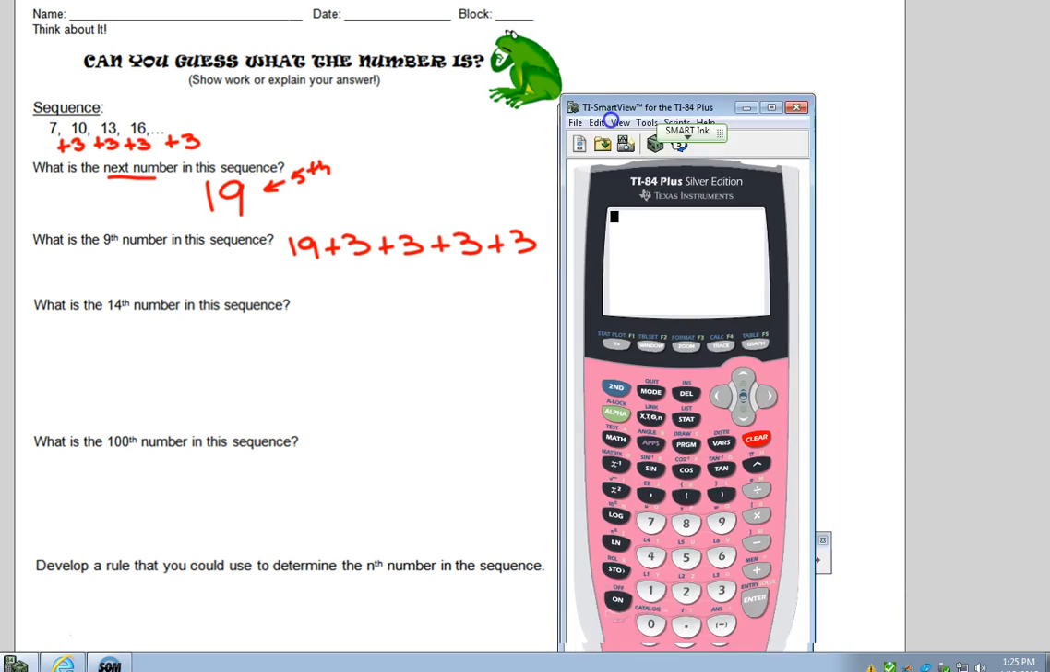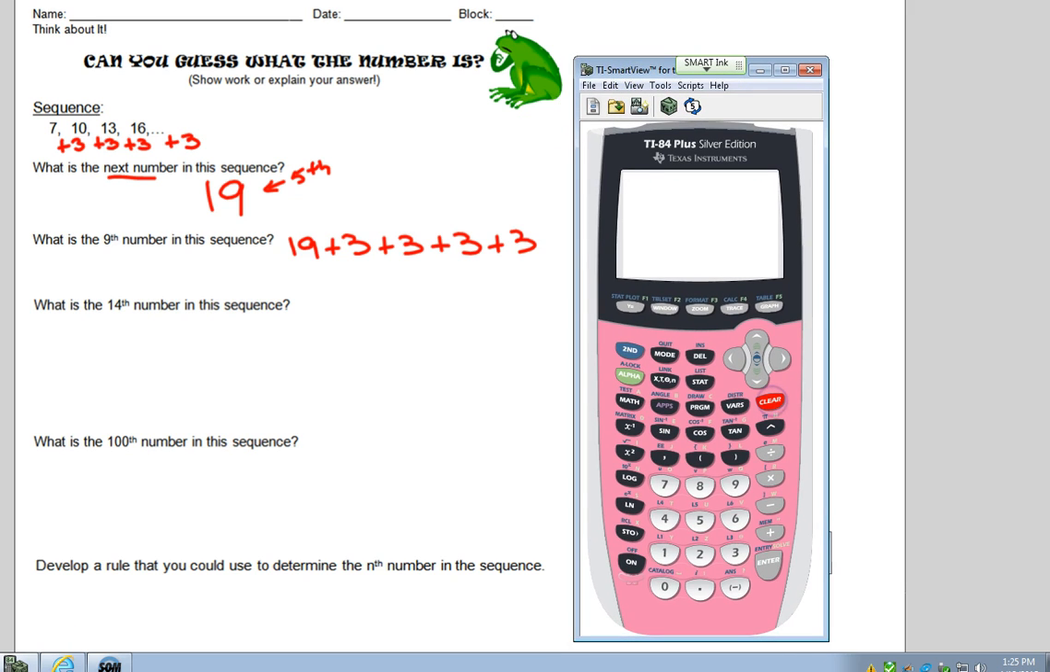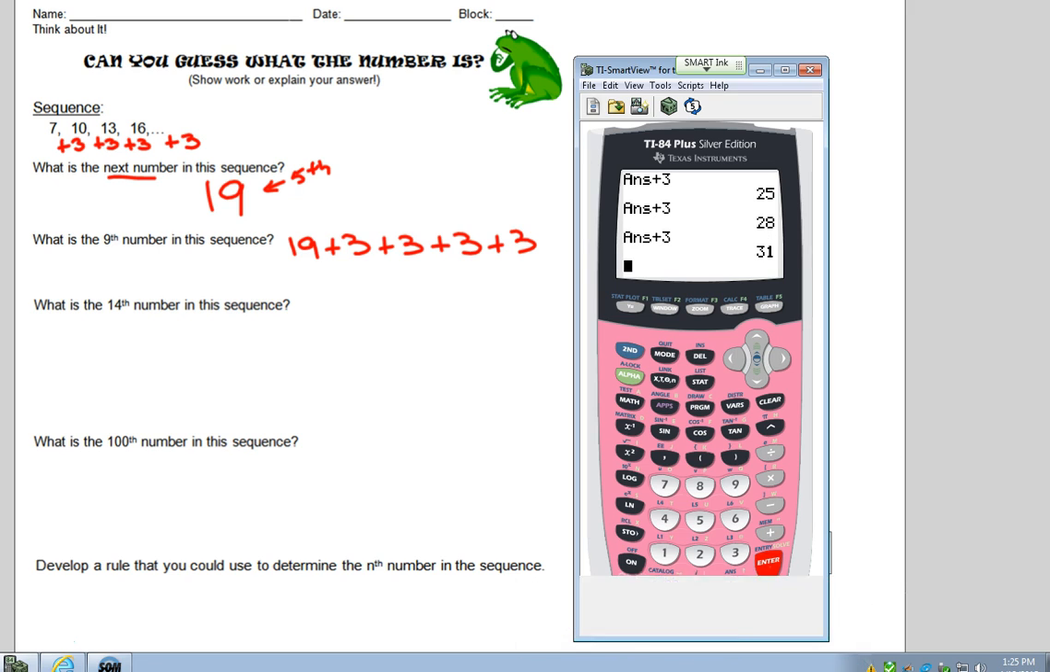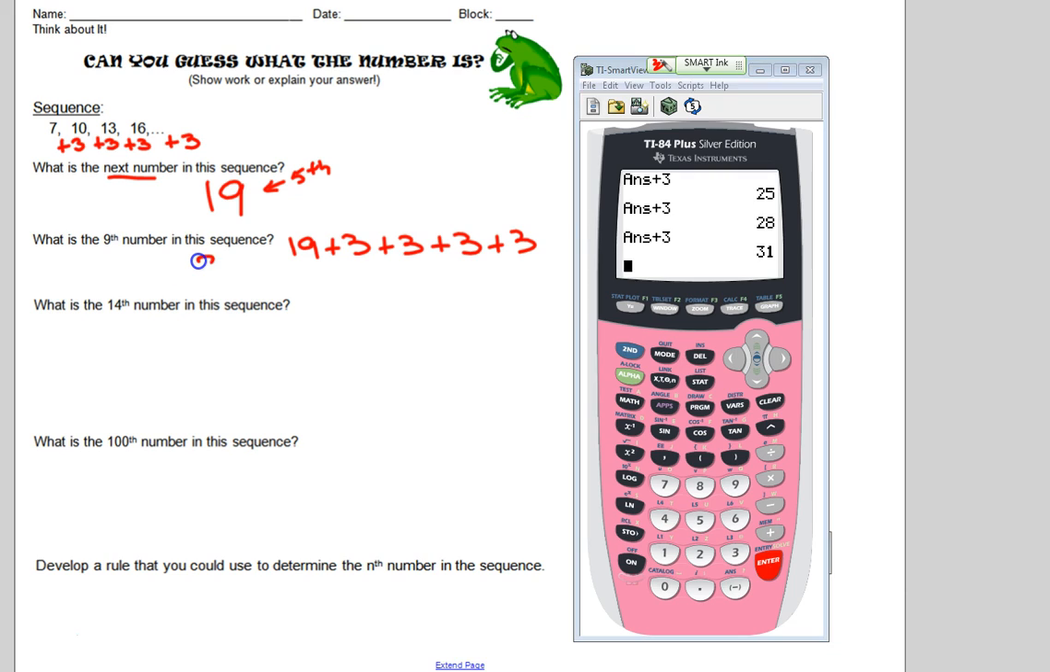Some of you guys also might probably be trying to do this. You probably did 19 plus 3, and that's the 6th number, plus 3 is the 7th number, and plus 3 more is the 8th number, and then plus 3 more is the 9th number. And you might get 31. And that's if we counted right.